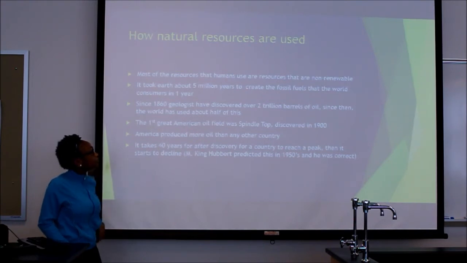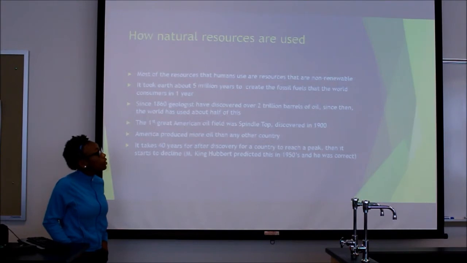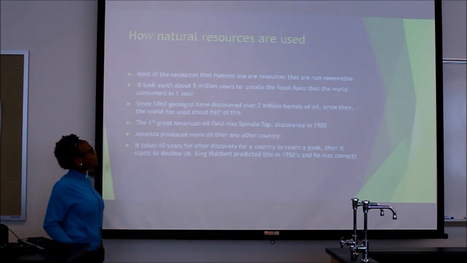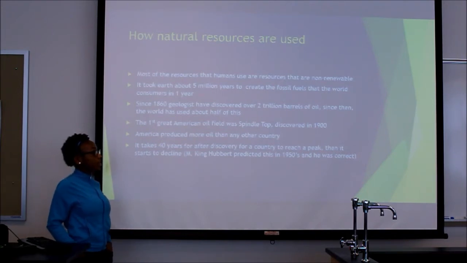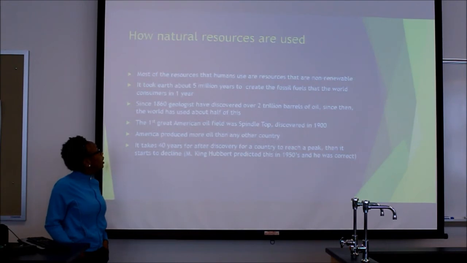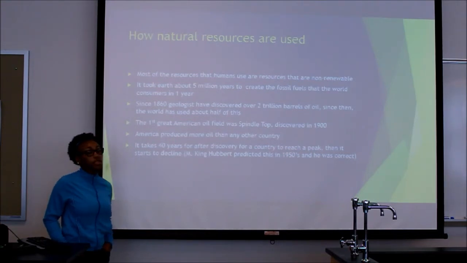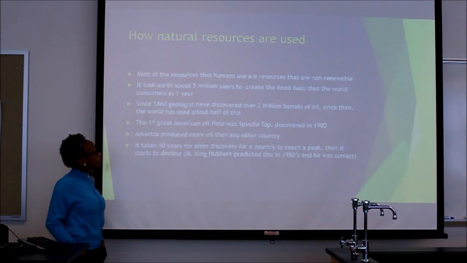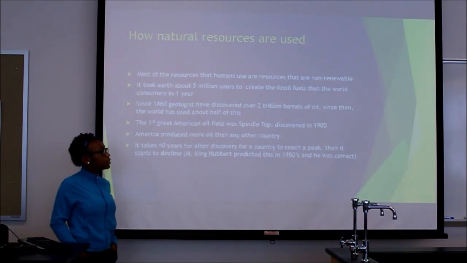How natural resources are used. Most of the resources that humans use are non-renewable. It took Earth about 5 million years to create the fossil fuels that the world uses in 1 year. Since 1860, geologists discovered over 2 trillion barrels of oil, and since then the world has used over half of that. The first great American oil field was Spindletop, and that was discovered in 1900.